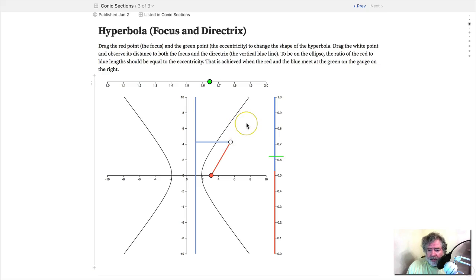So you can see when that happens over here, the red and the blue will meet at the green when the ratio of the red to the blue here is equal to the eccentricity. And you can see that that happens when you are on the hyperbola. Okay, so it's the same really. It's just that the eccentricity, this ratio, is more than 1 in this case.